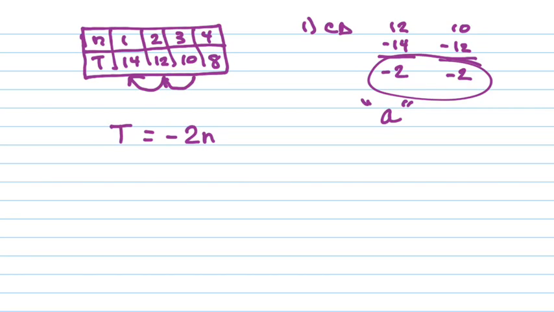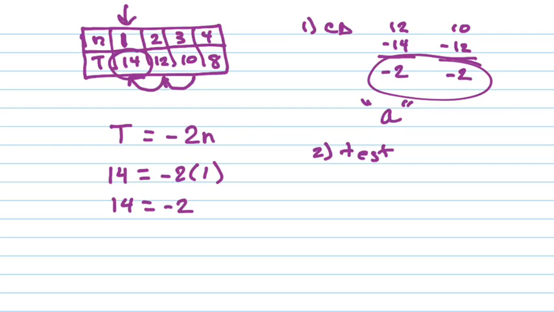Now, second step is to simply test that. And we test it always with this first number. We always use the first one because that makes n what? 1, which is the easiest number in the world to work with, right? So 14 equals negative 2 times 1, which gives me 14 equals negative 2. Is that true or false? False. It's false, right? Okay.